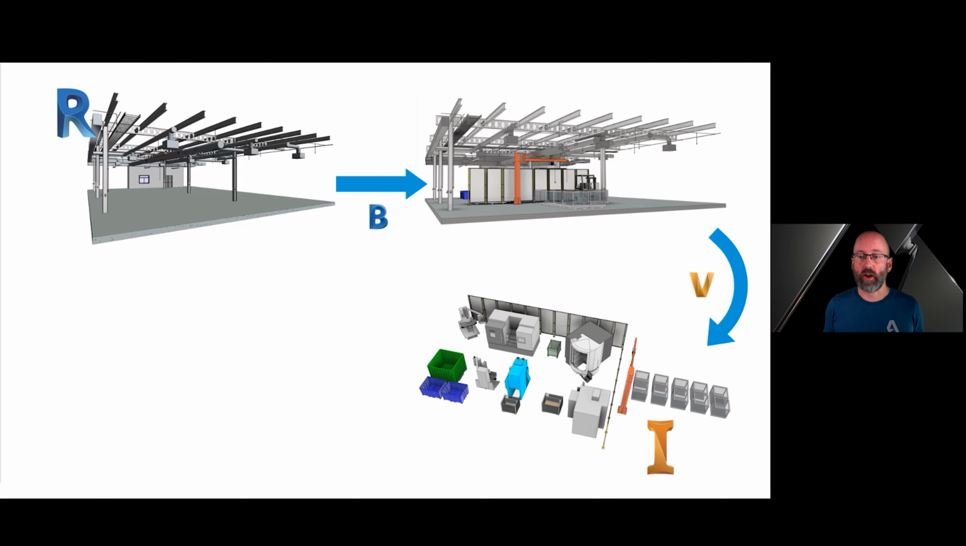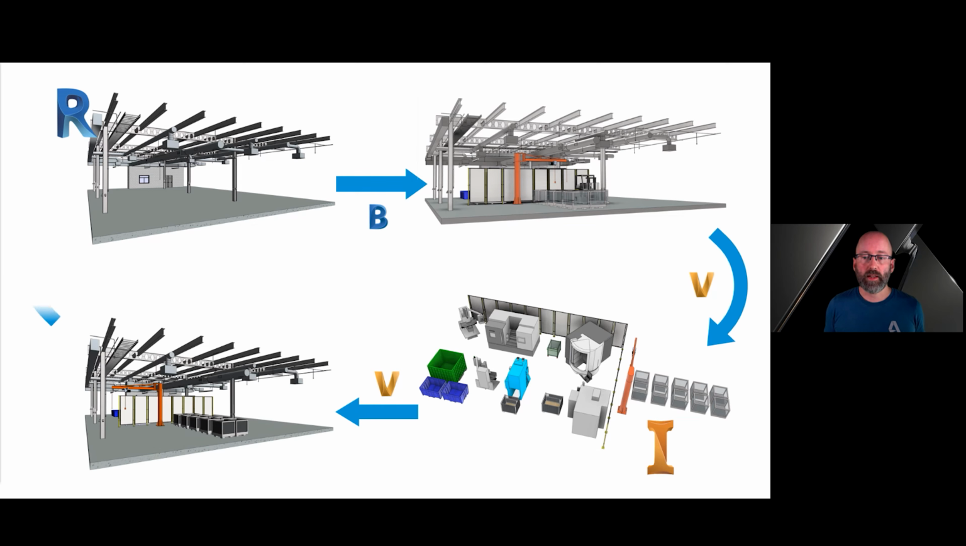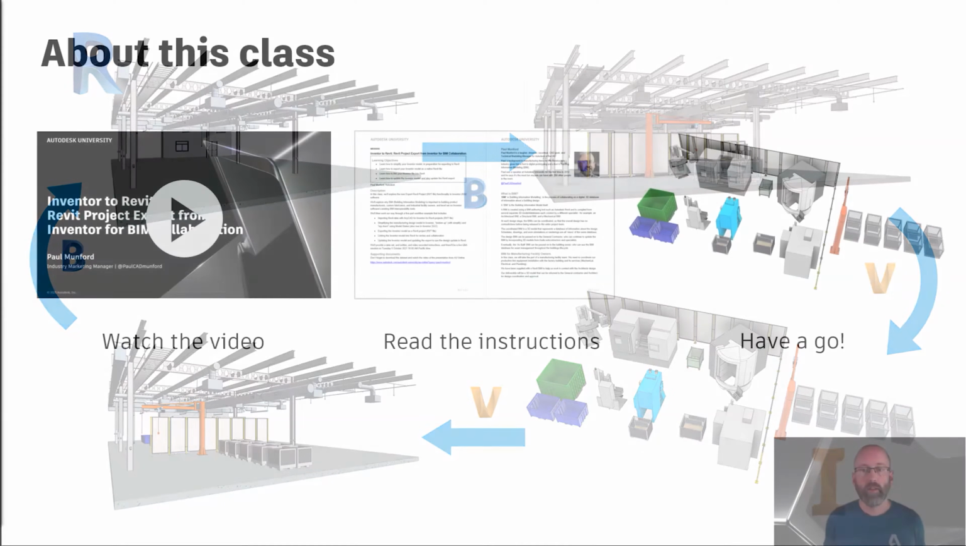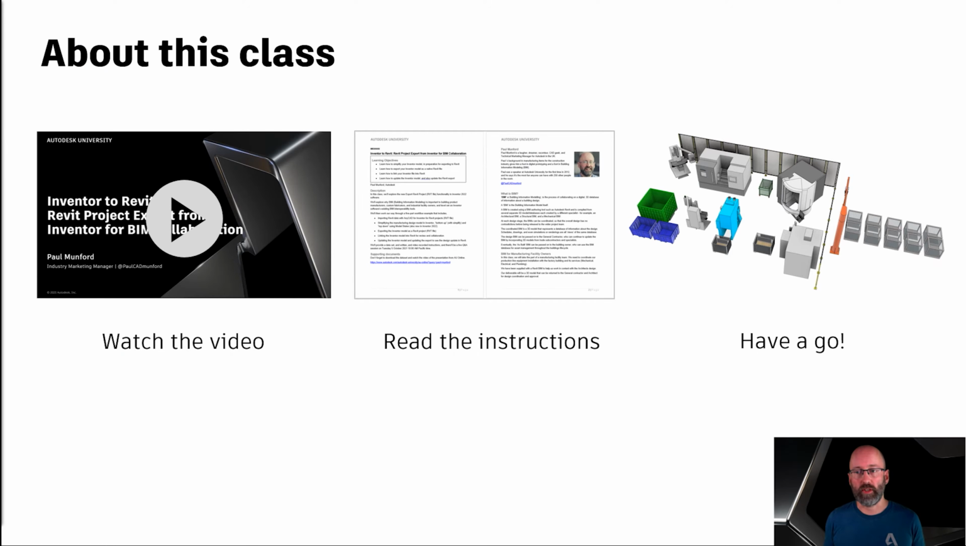Next, we'll export our Inventor model as a Revit project, and we'll see how we can link the model into Revit for coordination and review. And finally, we'll see how we can use the Inventor model as a reference inside Revit and make a change to the Revit model accordingly. So I'll demonstrate this workflow to you during this video.